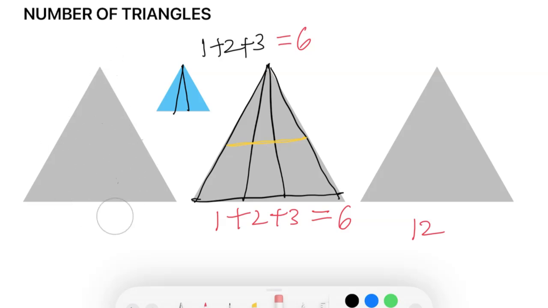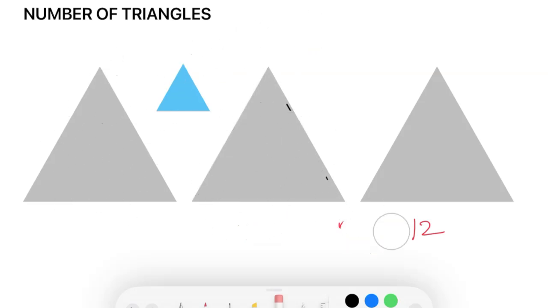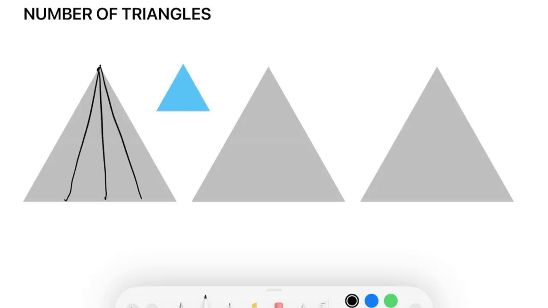Up next, what if we remove some lines? Before we go to that question, let me ask you all a question and then we move ahead. What if I have 3 lines and 1 horizontal? What will be the answer? All of you take your time and answer the question.